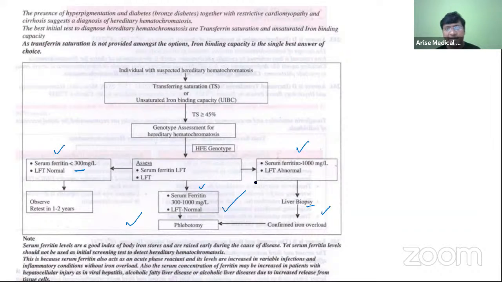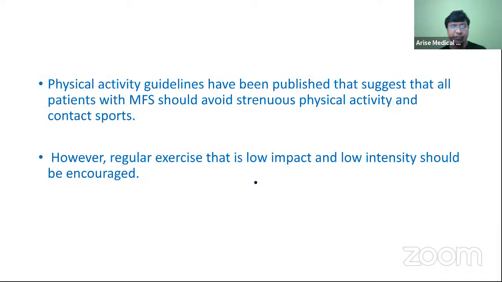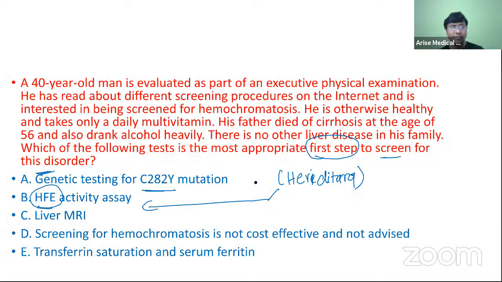And what do you do in mild? Nothing, just observe the patient. What will you do in moderate? Phlebotomy. What will you do in severe? You do liver biopsy and confirm the iron overload, and then you need to do phlebotomy. Right? So that completes today's clinical based questions. With this, I will wind up today's session.